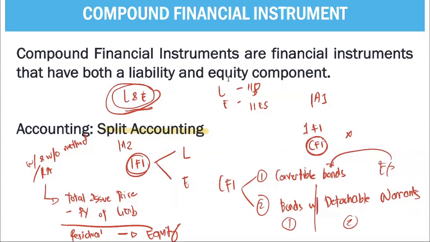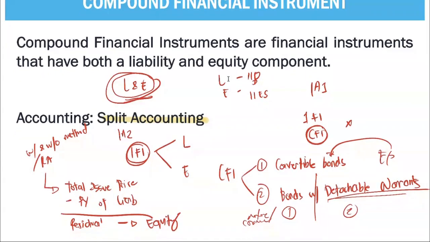So even if you retire the bonds, or even if you convert the bonds, walang mangyayari. Andyan pa rin yung detachable warrants. Okay? So we will talk about your compound financial instruments, primarily your convertible bonds and your bonds without detachable warrants. Remember, we use split accounting. Out of the issue price or the total proceeds, we split our liability and equity portion.